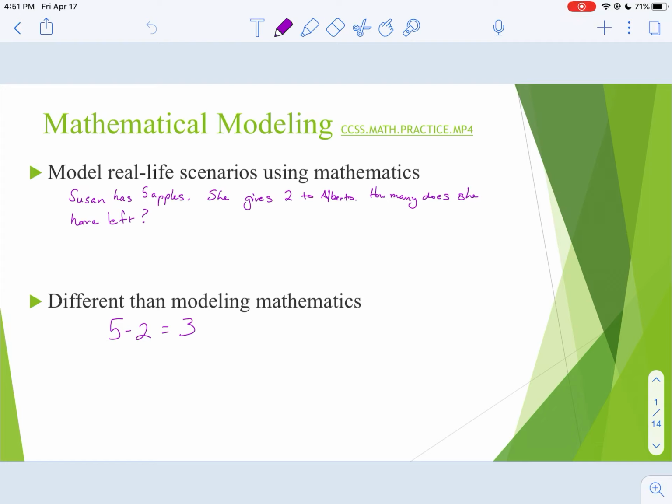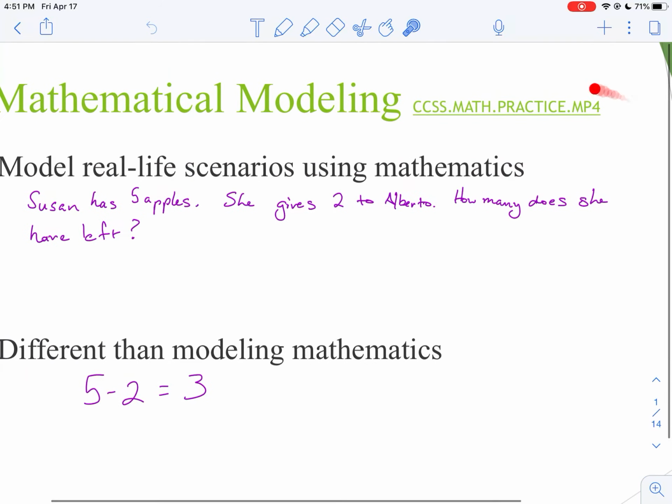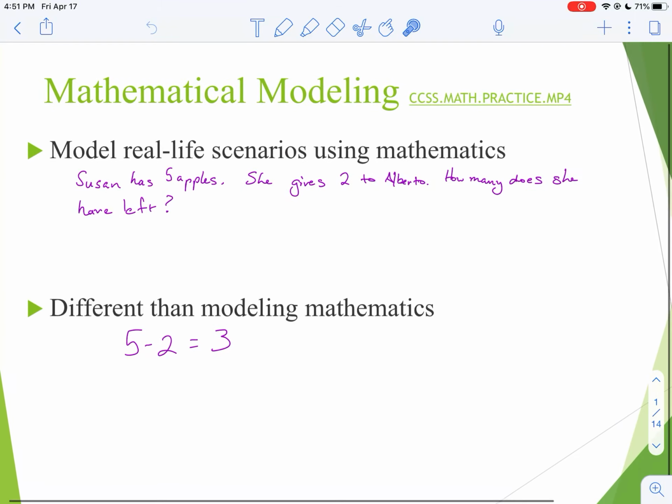So to do that, we're going to look at what we call mathematical modeling, and this is one of the Common Core math practice standards. This is the way that students are supposed to be learning math. They're supposed to be thinking like mathematicians. They're supposed to be modeling real-life scenarios. And I want to point out there's a slight difference between mathematical modeling and modeling mathematics.